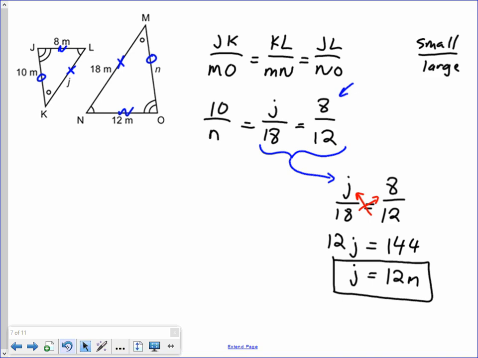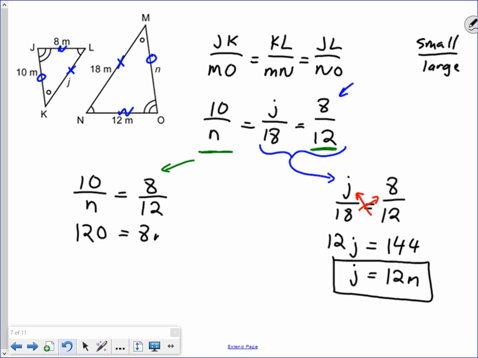Our second proportion that we're going to solve is going to involve 10 and N. And again, as I said, we've got to use this one again because it is our one with two numbers, numerator and denominator. So 10 over N is going to equal 8 over 12. We're going to cross multiply. Again, 120 is 8N. And then we are going to divide both sides by 8. 120 divided by 8 is 15. So N is going to be 15 meters. So again, cross multiplied in here.